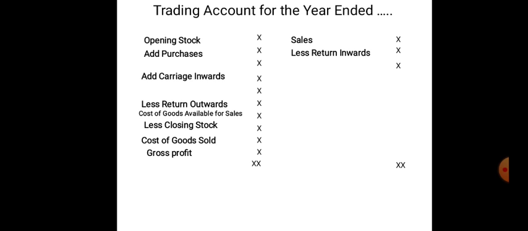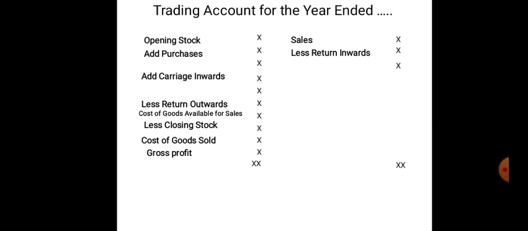The cost of bringing the goods into the business premises is called carriage inwards. So carriage inwards is the cost of bringing goods into the business premises. So you add it to what you get, then you deduct your return outwards.